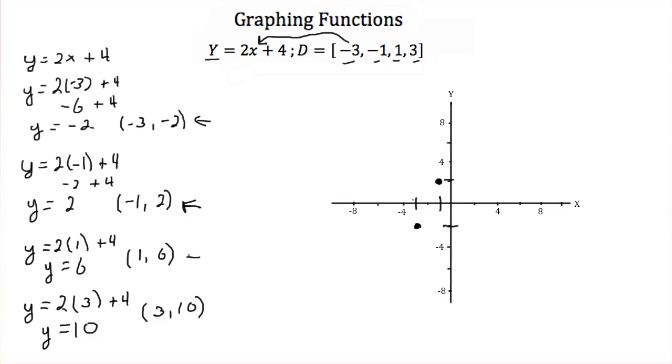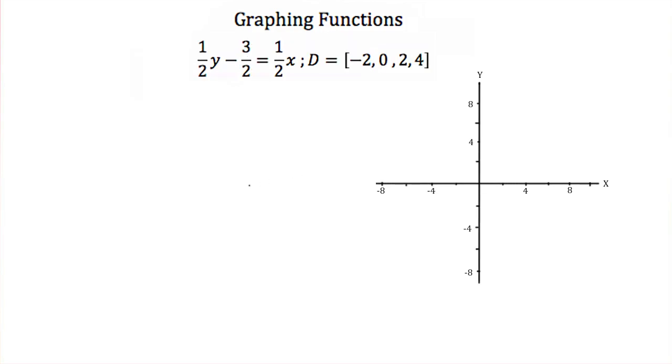Now let's do 1 and 6. 1 is here on the x, and 6 is up here on the y. So our next point is here. And then our final point, 3, 10. Go to 3 on the x and 10 on the y, which is right about there. So that's our graph for y is equal to 2x plus 4.